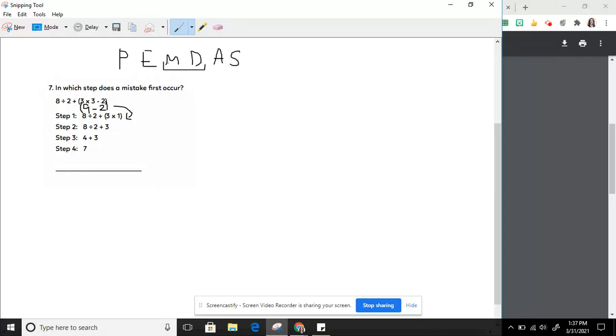So for number 7, this one's pretty easy. They made a mistake in step 1. So you would write step 1 is where the mistake is. Okay? So you're going to do the same thing for number 8. You're going to walk through each step and see where this person, whoever did the equation, went wrong.